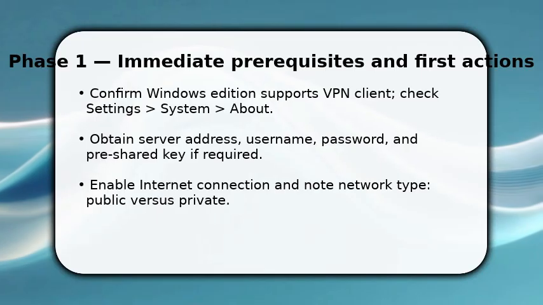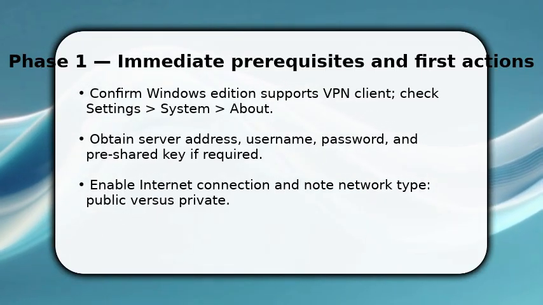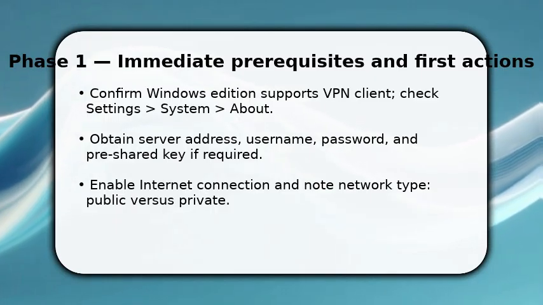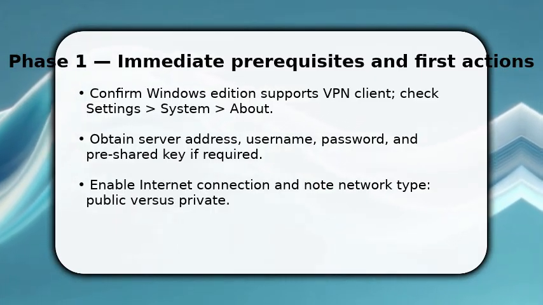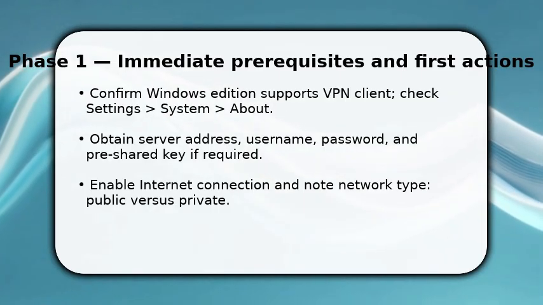You begin by verifying prerequisites. Confirm your Windows edition supports the built-in VPN client, and make sure you have the server address, username, password, and any pre-shared key. Open Settings, go to Network and Internet, then VPN.